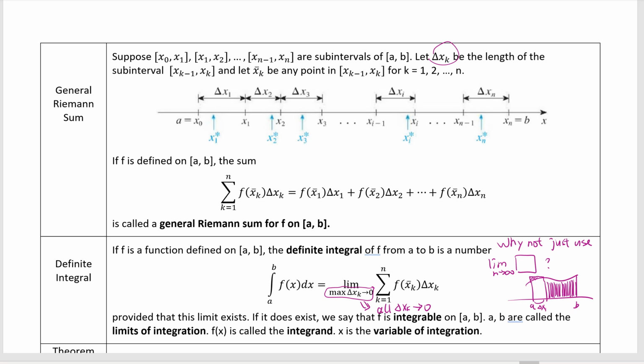If it exists, we say the function f is integrable on the interval a to b. And a, b are called the limits of integration. f of x is called the integrand. x is the variable of integration.